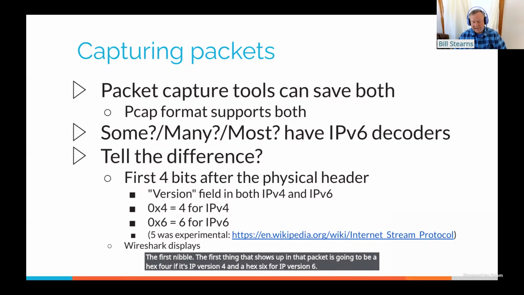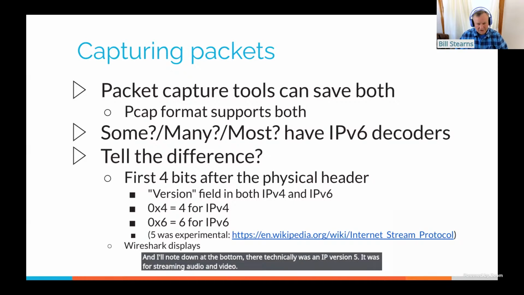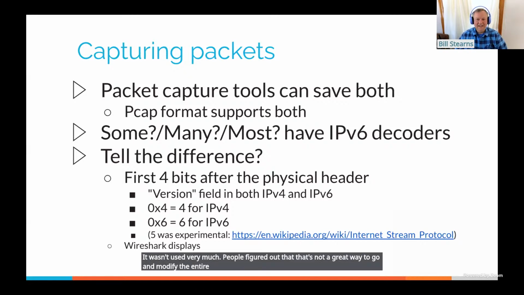And I'll note down at the bottom, there technically was an IP version 5. It was for streaming audio and video. It wasn't used very much. People figured out that that's not a great way to go and modify the entire IP layer just to handle a particular type of streaming video.